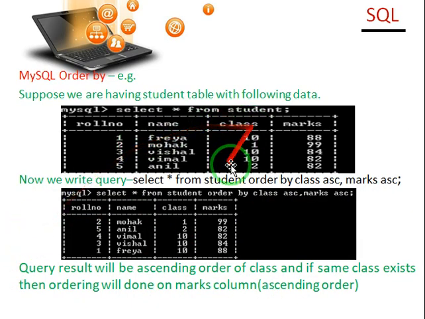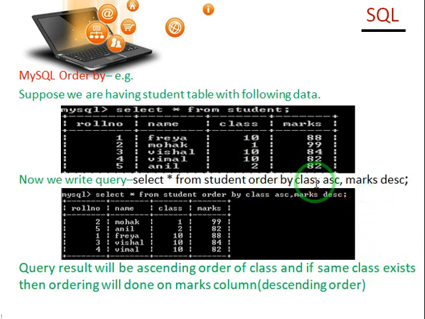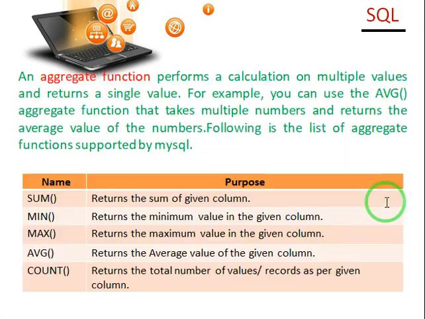Suppose we have this and we want to select everything, but we order it by class in an ascending fashion and marks also in an ascending fashion. So in both cases the ordering will be done. Now, one ascending and one descending, that's another example.